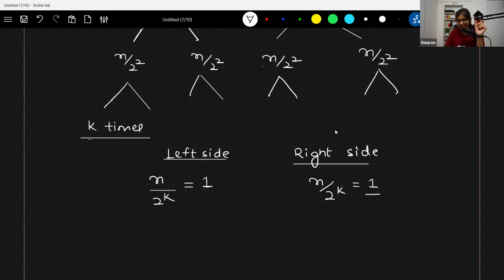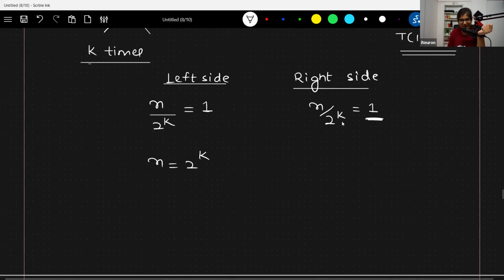Why I'm writing 1? Because we know that this is the base case condition where T of 1 is equal to 1. So until this point, I need to reach. With the help of this, I will be able to calculate the value of k. So n is equal to 2 to the power k.